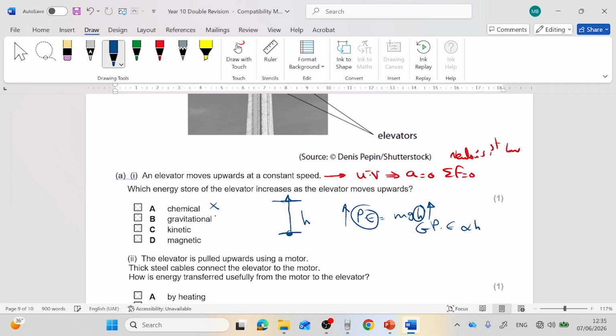Chemical? No. Gravitational? Yeah, it means gravitational potential energy. Kinetic? No, because it's moving with constant speed, so its speed is not increasing. Magnetic, this is not related to magnetism. So the correct choice is B.